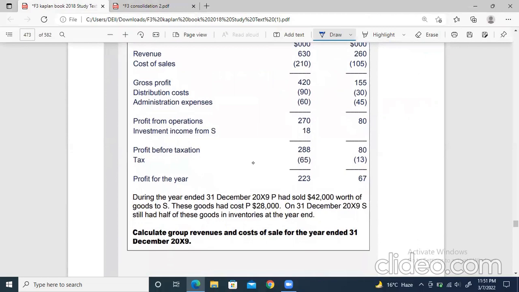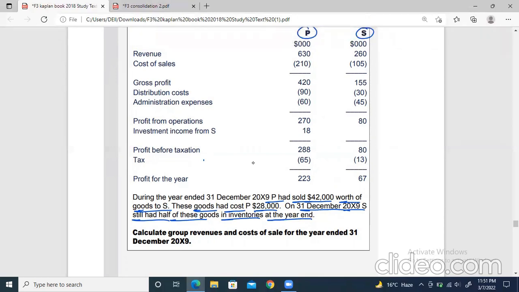Now, during the year, P, the parent, had sold 42,000 worth of goods to S. So this is the intercompany sales and purchase, right? These goods had a cost to P of 28,000. On 31st December 2019, S still had half of these goods in inventory at the year end. Now, this is the explanation. This basically goes for the financial position as well as profit or loss. It's the explanation of both. I'm basically telling you how to calculate the unrealized profit, that we have to add it back in the cost of sale and deduct from the inventories.